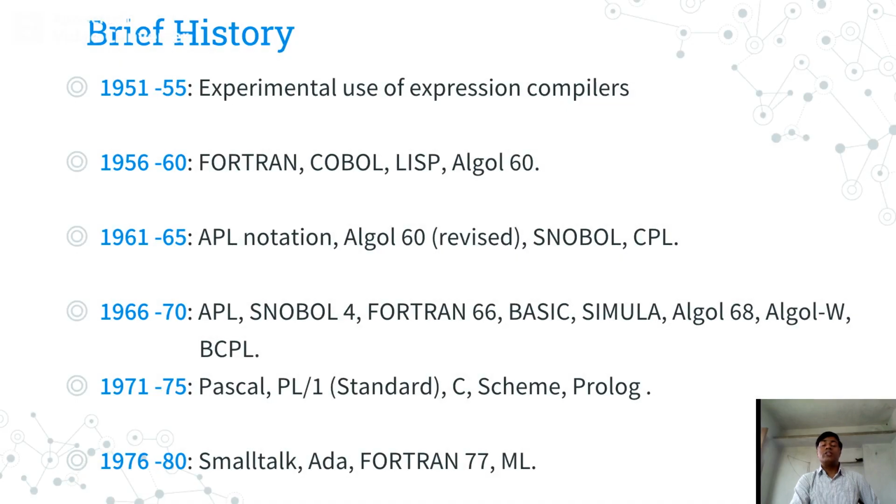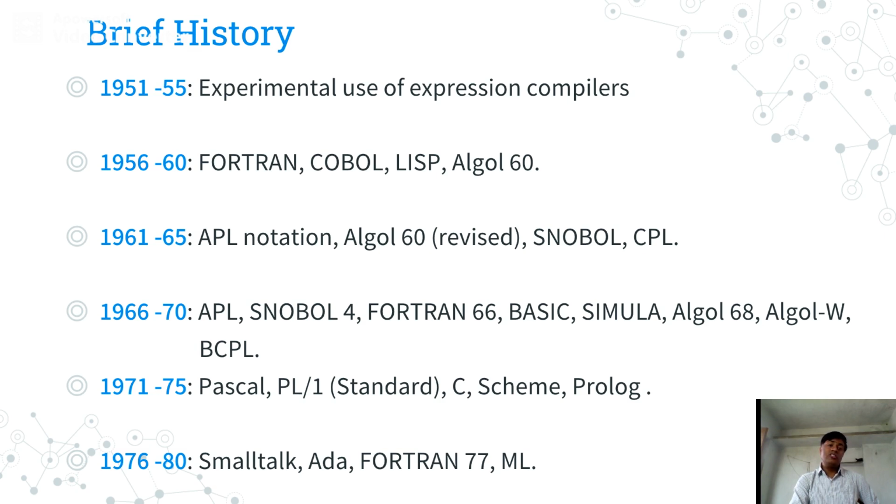So next, I'm going to discuss some brief history of how programming languages have developed. During 1951 to 55, some experimental languages were designed, which were mainly used in experimental expression compilers. During 1956 to 60, Fortran came into the picture, and also COBOL, Lisp, Algol 60. These are the languages developed.